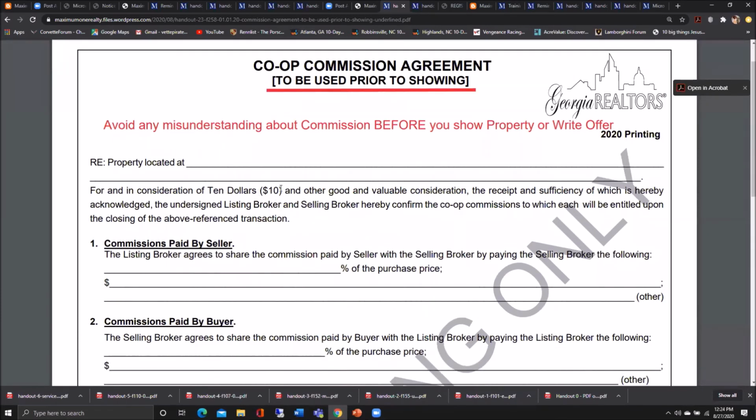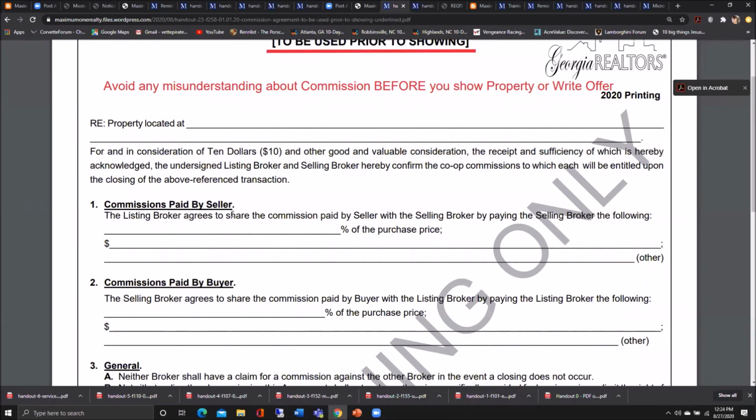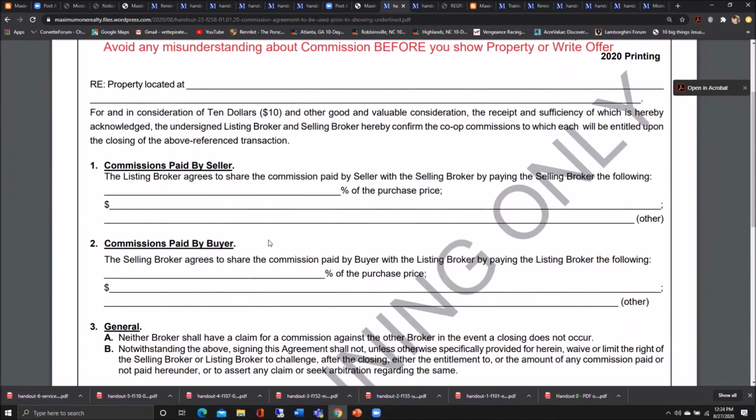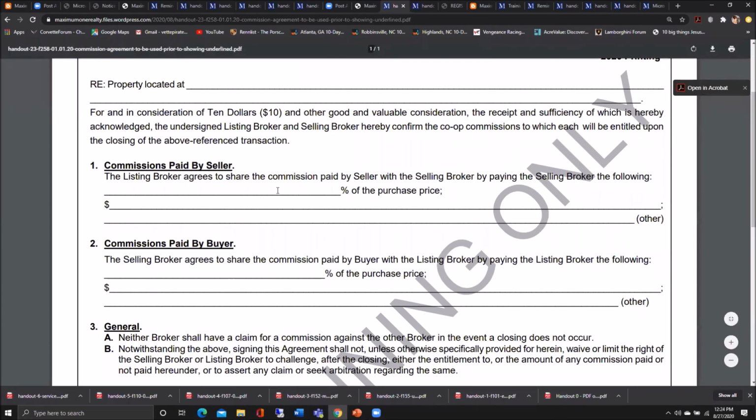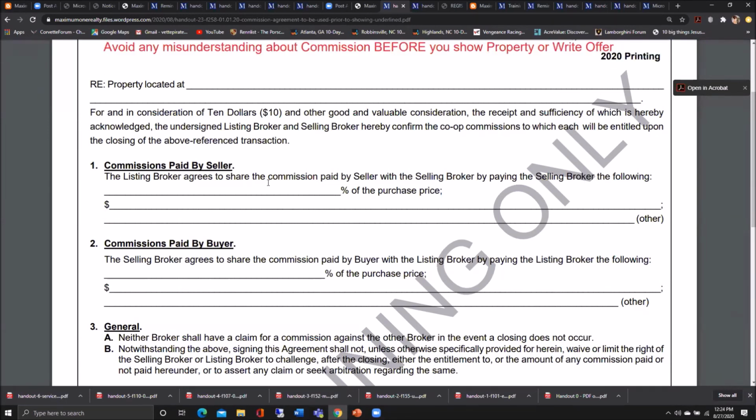So you identify the property. You put commissions to be paid by seller. Same thing. You put the selling broker agrees to share the commission, listing broker agrees to share the commission paid by seller with the selling broker. So again, you have no idea what the listing broker is getting from the seller. This is just an agreement, what the listing broker is going to share with the selling broker.